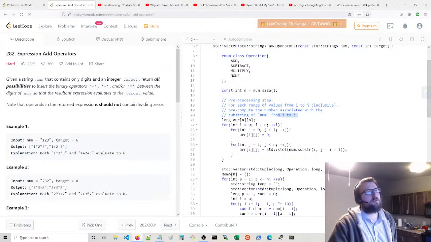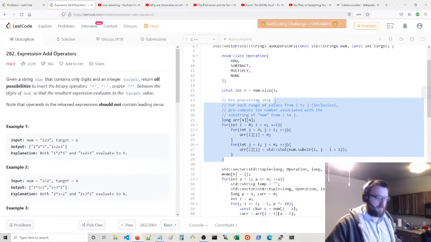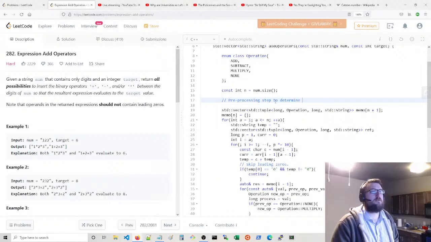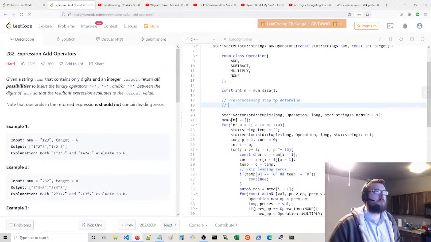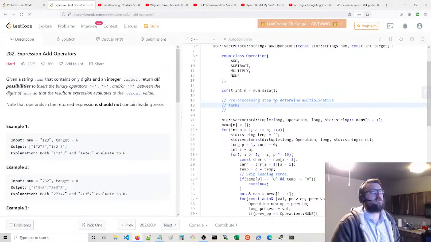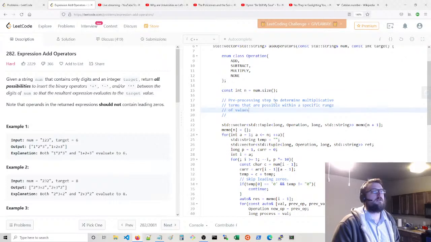Okay, I think we can do this. Pre-processing step to determine multiplicative terms possible in a specific range of values, from i to j.